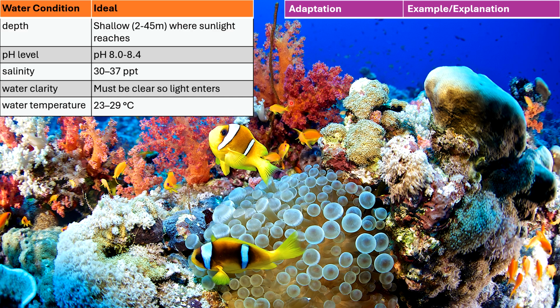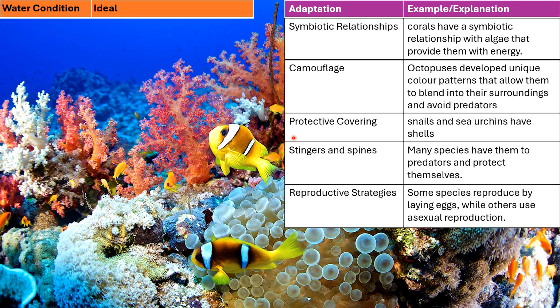Now looking at different adaptations from the organisms in this biome, we have the symbiotic relationships between the corals and the algae, providing them with energy. The camouflage from the octopuses that have developed unique color patterns, allowing them to blend into their surroundings and avoid their predators. Then we have the protective covering or the shells of snails and sea urchins, the stingers and spines for many species, and the reproductive strategies such as laying eggs or asexual reproduction.